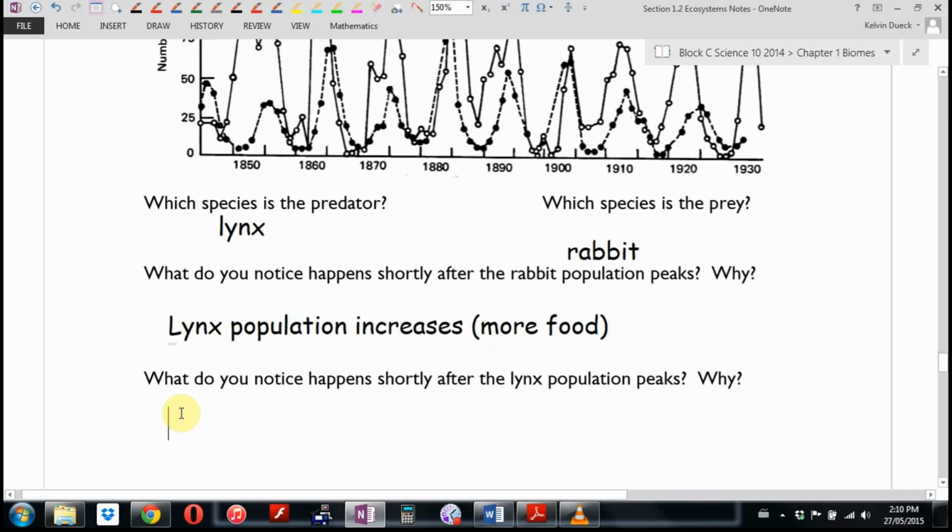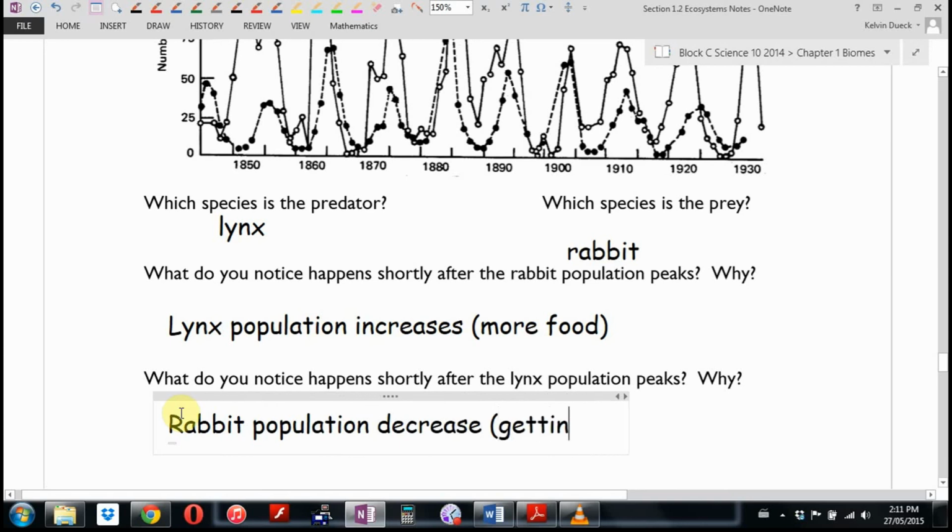What do you notice happens shortly after the lynx population peaks? Population decreases. Why? They're getting eaten.